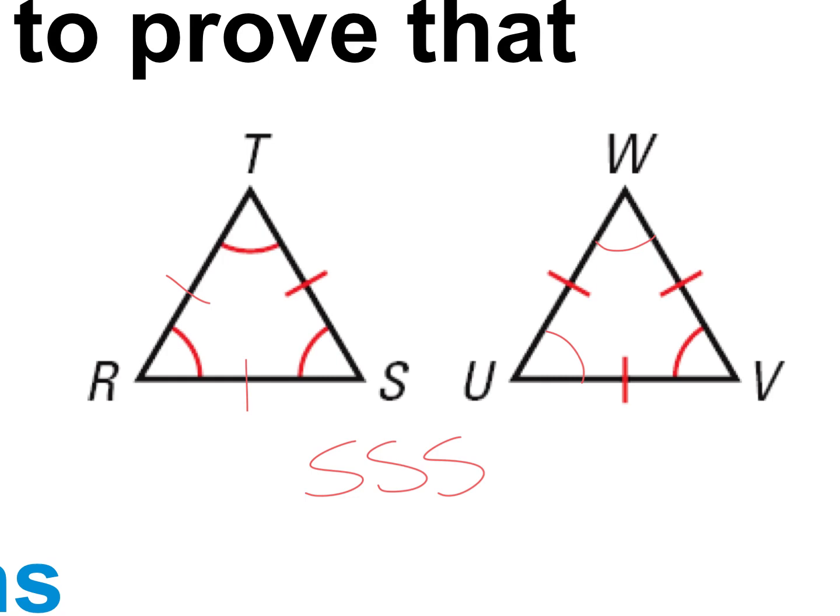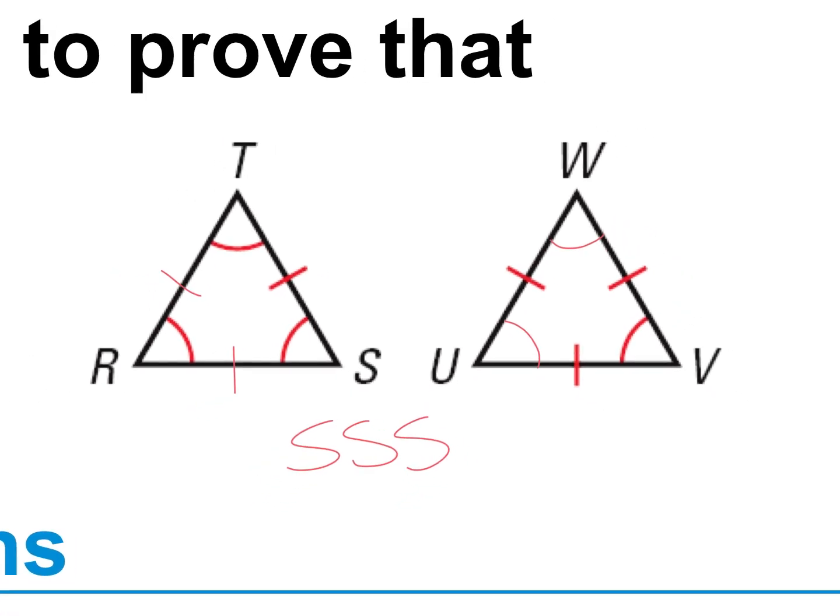Okay. What other property would work in this case? Angle, side, angle. Angle, side, angle would work. Side, angle, side would work. Angle, side, all of them basically. You're right. All of them will work, right? Hypotenuse leg wouldn't work. Why?